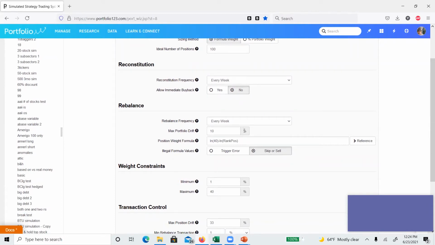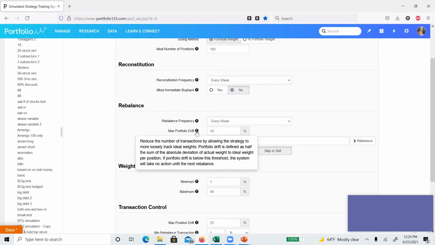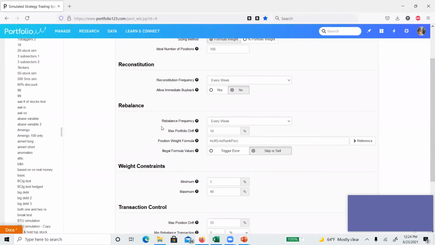Maximum portfolio drift, I usually put about 10%. What this does is it means that if all the position changes add up to only like 8% of your portfolio, it's not going to do anything, which is fine. Position weight formula, I'll talk about next, but I'm not going to talk about it right now. Illegal formula values, I always do skip or sell because sometimes your formula value will end up with -1, which means you don't want the stock.